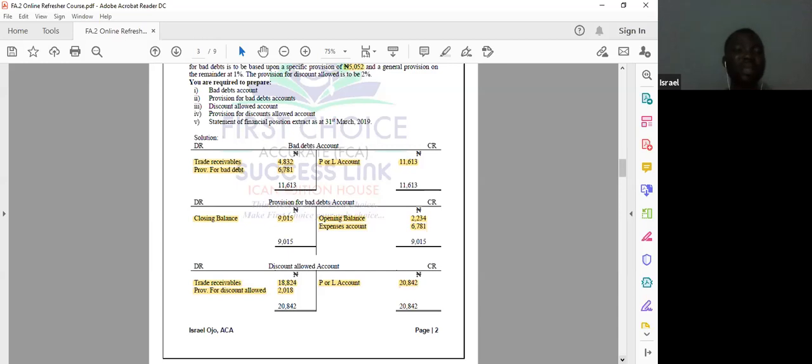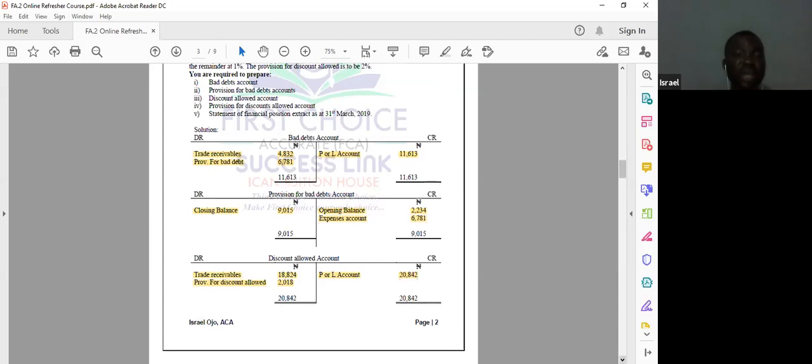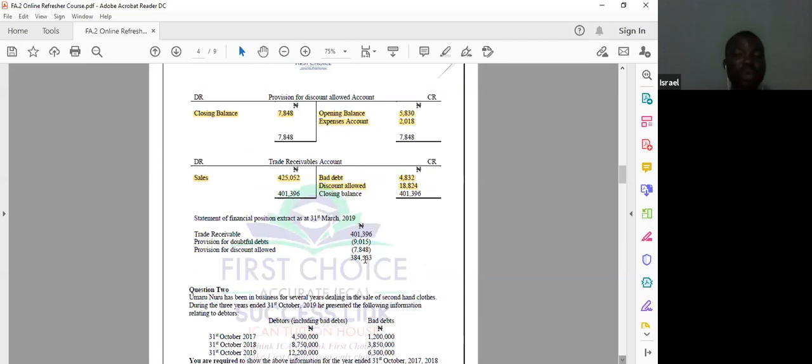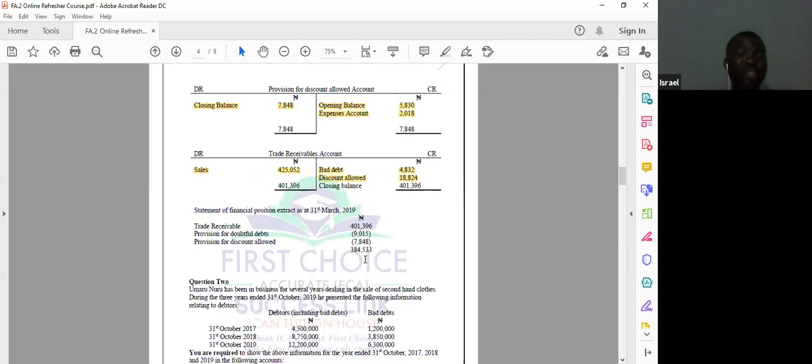We are asked to prepare a statement of financial position extract. So how do you do that? An extract means, assuming I'm preparing my full statement, how will this information be displayed or disclosed on the statement? And that is where you put your trade receivables balance, because the trade receivable account is 401,396. Okay, so we put that there.